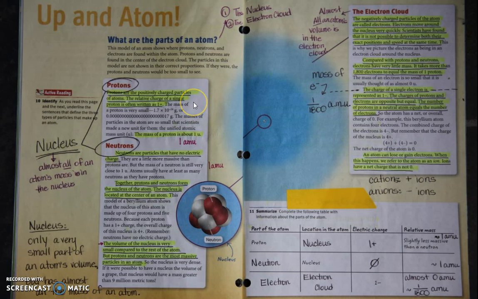So let's talk briefly about protons. Protons are the positively charged particles of the atoms. Their relative charge is about +1. You'll learn that electrons have a charge of -1, and that neutrons have no charge at all. The mass of a proton is extremely small. This number right here, teeny weeny.